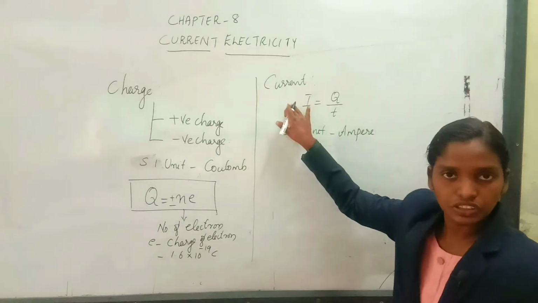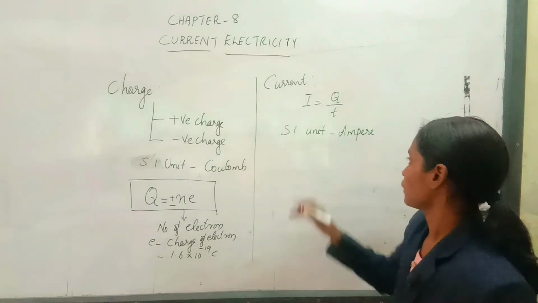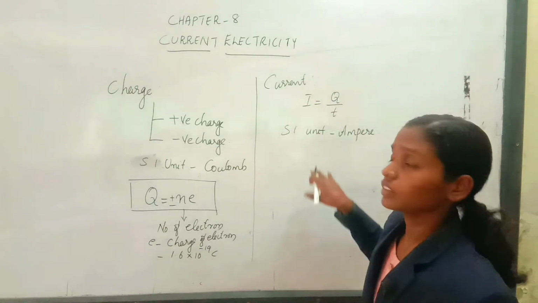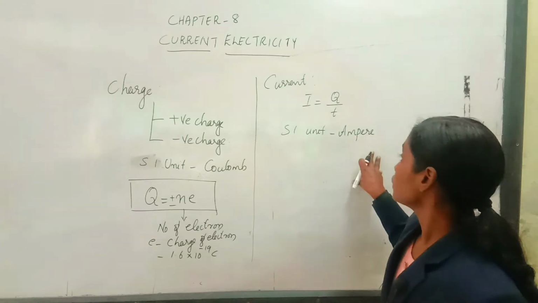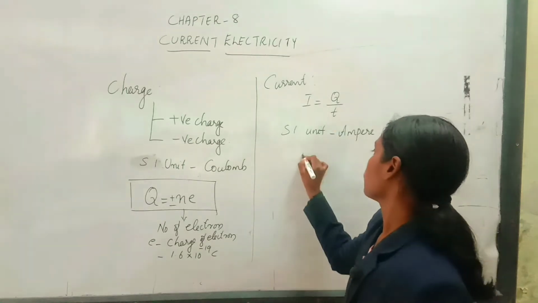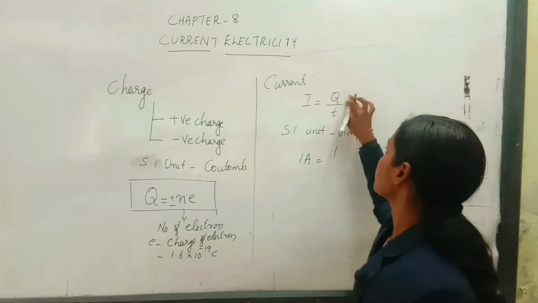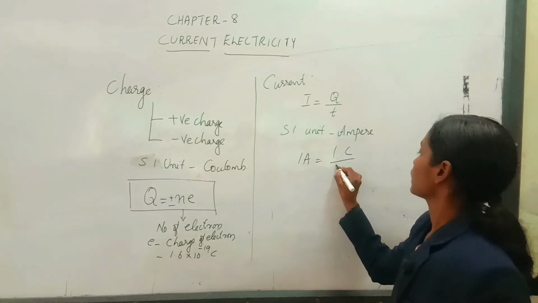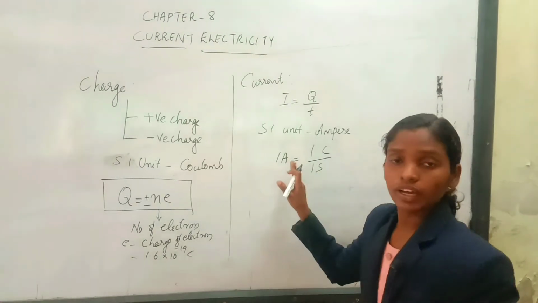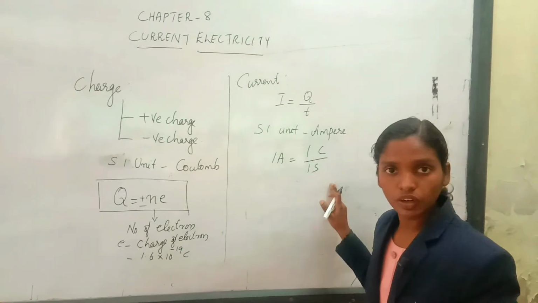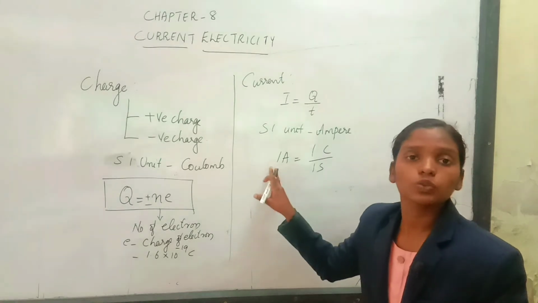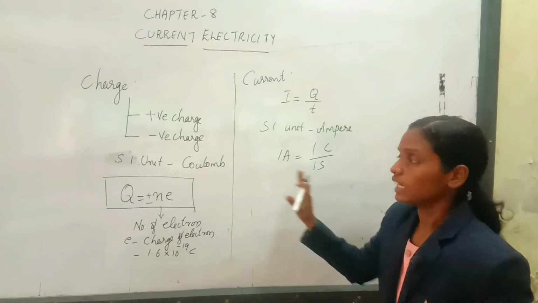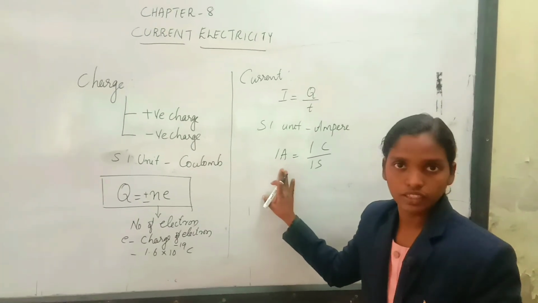Based on this equation, we can define 1 ampere. The equation for current is I = Q/t. Writing the units of these quantities: 1 ampere equals 1 Coulomb of charge per 1 second, the SI unit of time. That means when 1 Coulomb of charge flows in 1 second, we call it 1 ampere of current flowing through it.